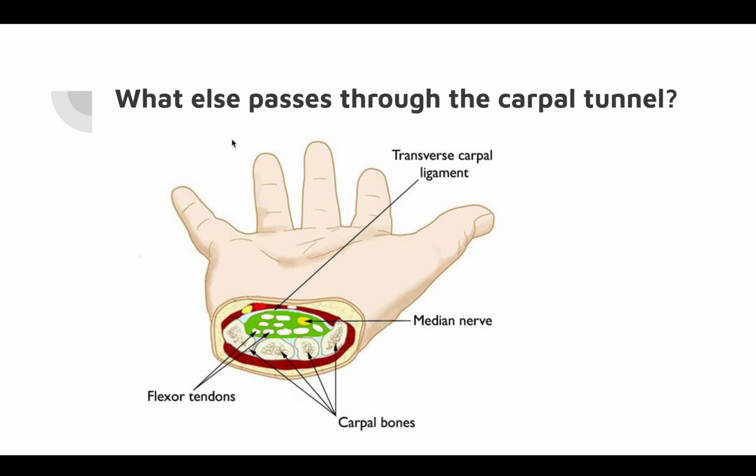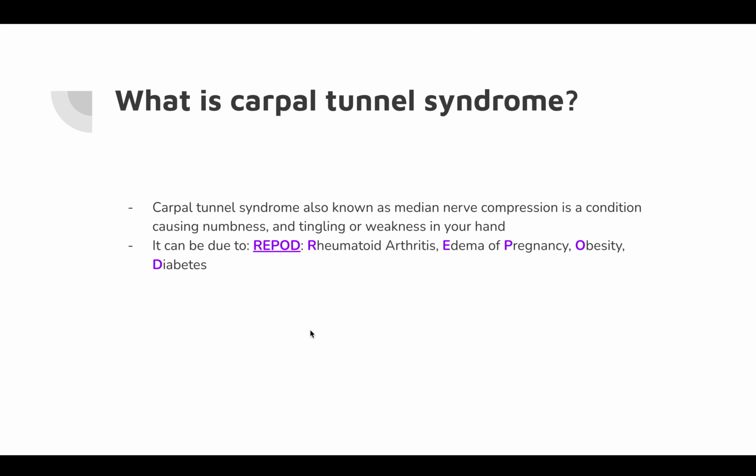What else passes through the carpal tunnel? The other interesting things are these flexor tendons here. These other flexor tendons, they're all running through the carpal tunnel. What is carpal tunnel syndrome? Just to really hone it in there. Carpal tunnel syndrome is also known as median nerve compression, and it's a condition which causes numbness, tingling, or weakness in your hand. You can remember the causes of carpal tunnel syndrome.